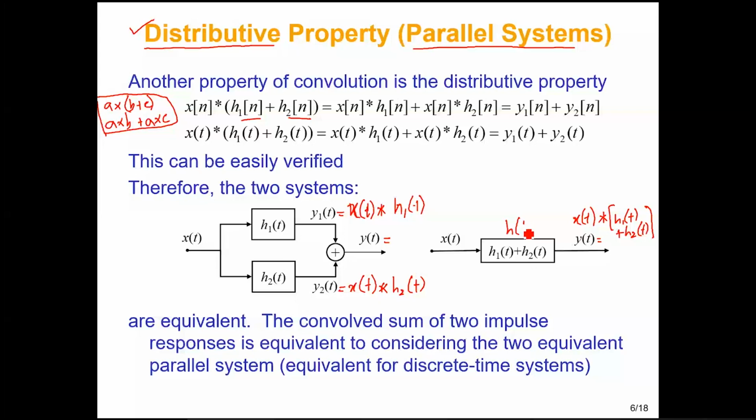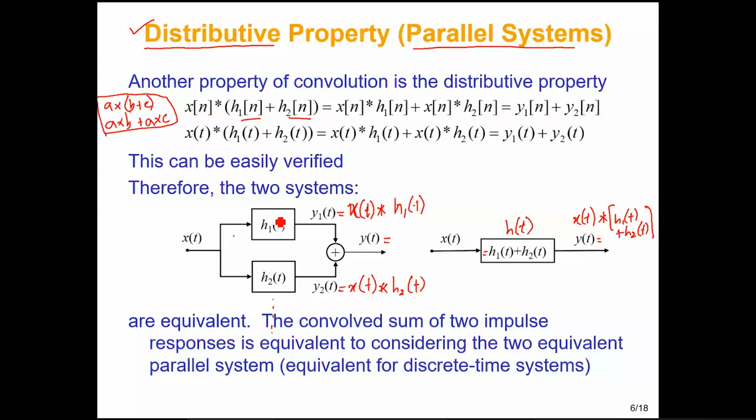Now it is true not only for two systems; we may have more than two systems in parallel. We may have 3, 4, 5 systems in parallel. So the equivalent system would be just adding together all the impulse responses of these parallel systems and having one equivalent system right here. And it is valid for both continuous time and discrete time. So if you have parallel systems, we can simplify them by having one equivalent system, which has an impulse response that is the sum of all the impulse responses added together.